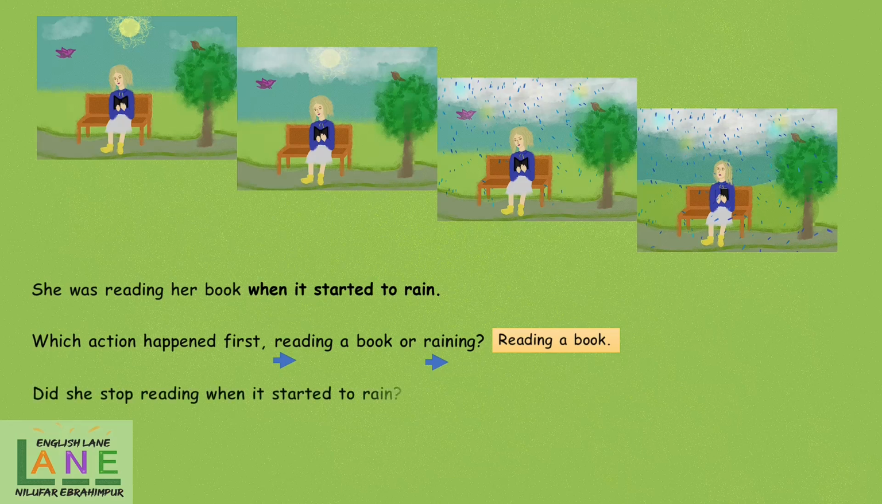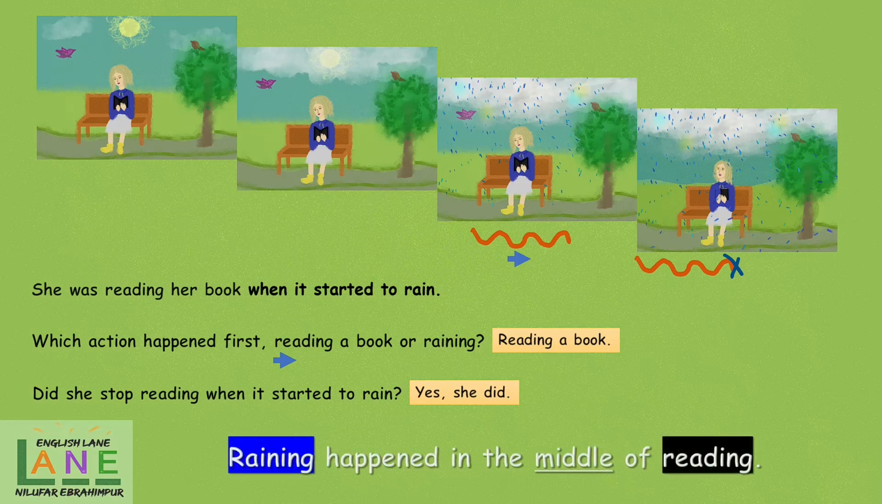Did she stop reading when it started to rain? Look at her. She stopped reading. The continuous action stopped because something else happened. It started to rain. So yes, she stopped reading when it started to rain. So raining, one action, happened in the middle of another action, reading.